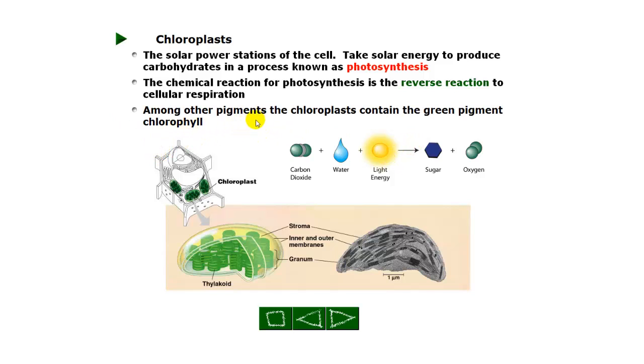Among the other pigments in a plant, and in particular in a plant cell, the chloroplasts contain the green pigment chlorophyll. And you know what, in this course you don't really need to get too worried about the actual names of structures within the chloroplast, but these structures again are very integral to the very complex process of photosynthesis.